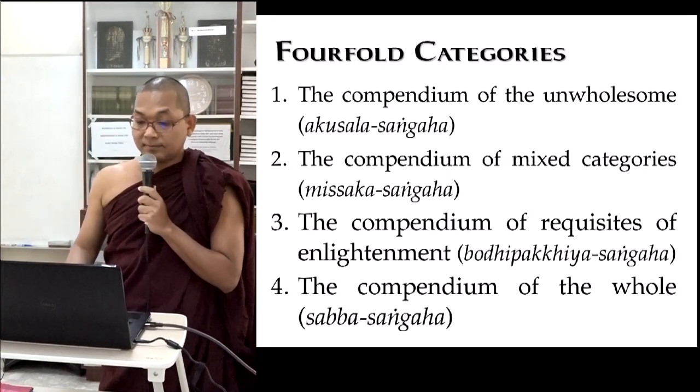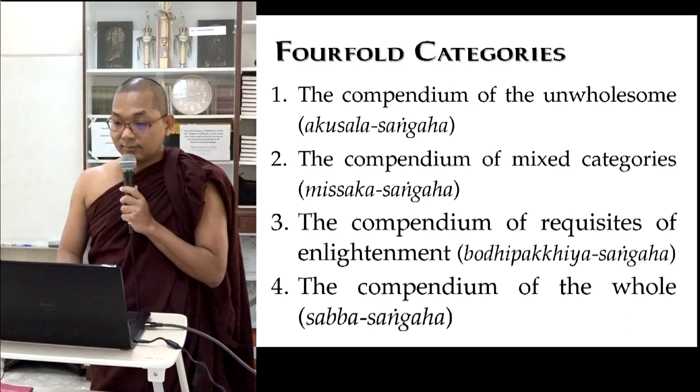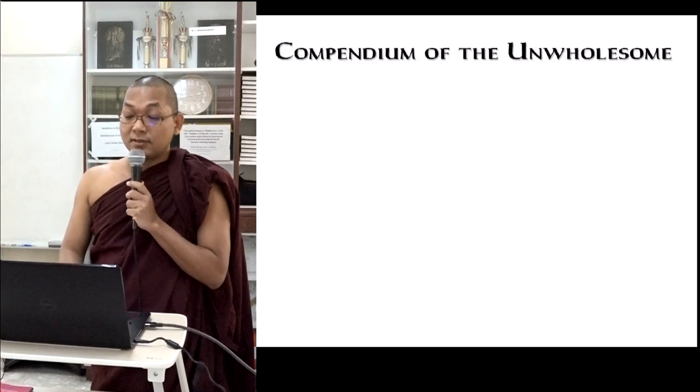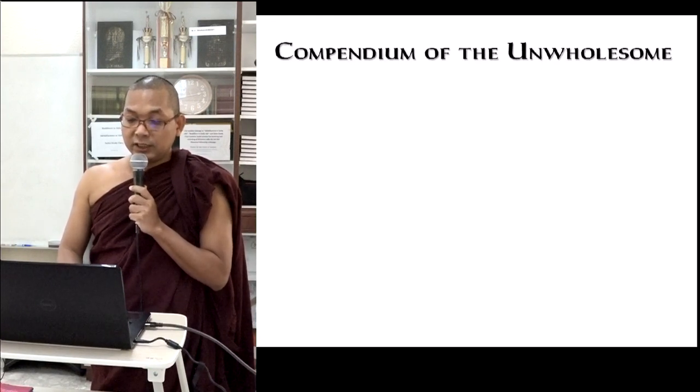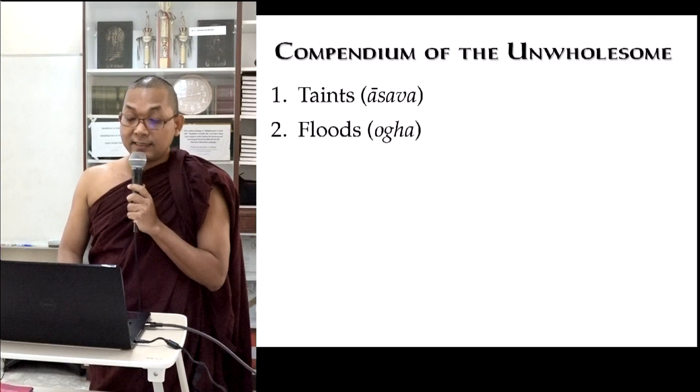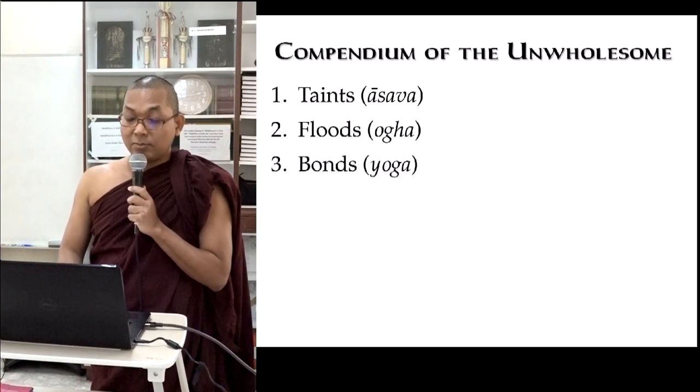Okay? So now, Compendium of the Unwholesome, akusala. In this session, we will learn number one, taints, āsava. What are the āsava? Number two, floods, ogha.